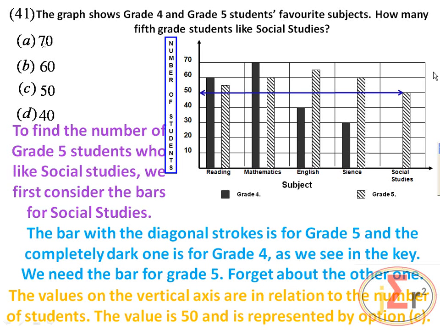Right, so we are at social studies and we are choosing grade 5, which is the striped bar, and we go to the height of the bar and go across to the axis which represents the number of students, and when we get there it is pointing to 50. Therefore the number of students associated with social studies is 50.